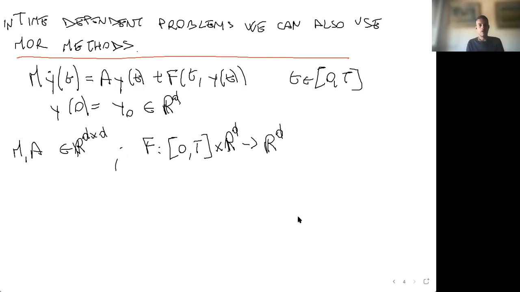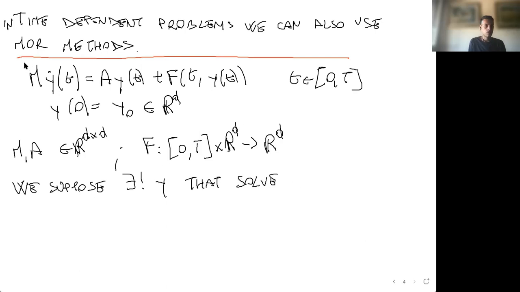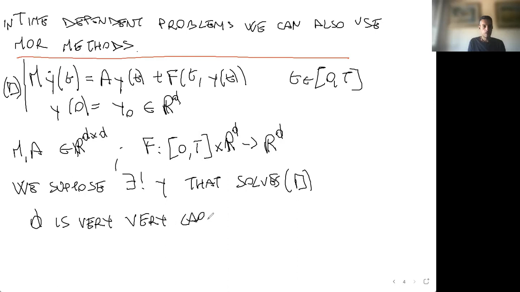So let's suppose that there exists a unique y that solves, I'm going to call it square, that solves square. So actually this is a simple system of ordinary differential equations. What I have in mind is that D is very large. For instance, just to give an idea, this is something on the order of 10 to the 4. So this is very expensive.